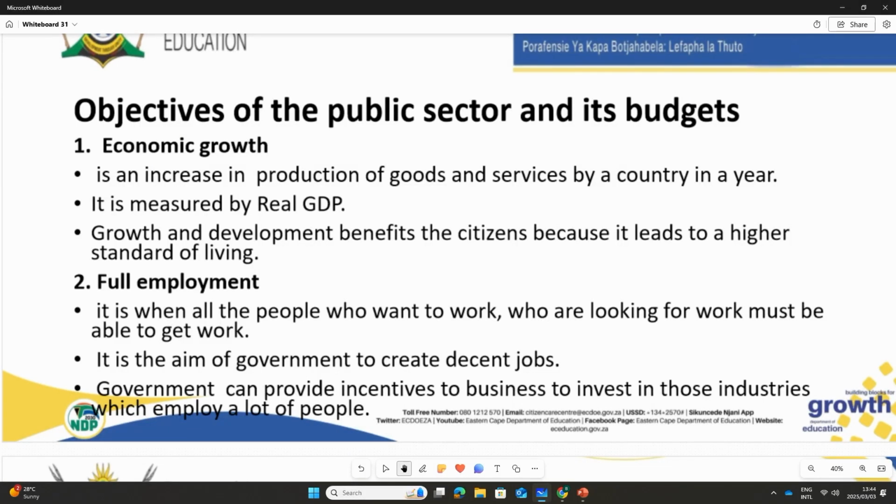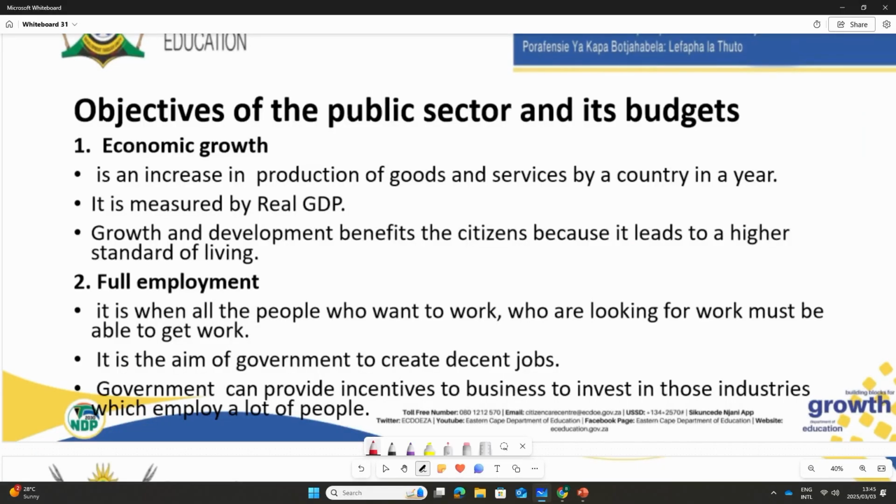So let's move to the next slide, which is objectives of the public sector and its budget. Objectives of the public sector and its budget. Government has got objectives. What are the objectives? Objectives are aims that government wants to achieve, be it in the long run or in the short run. But government has got objectives or aims that it wants to achieve. Then what are those objectives?